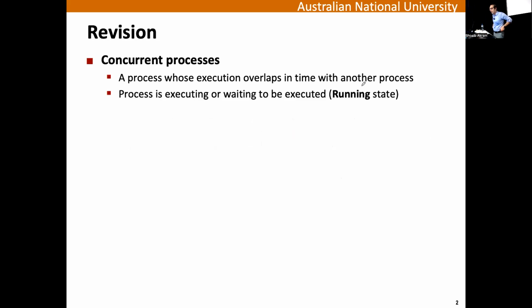All right, let's start with a revision of what we did yesterday. So concurrent processes are processes whose execution overlaps in time. So if process A starts before process B and continues executing after process B, if their execution overlaps in time, we say that they are concurrent processes, even though they may not be running at the exact same time because there is only one processor or one CPU.